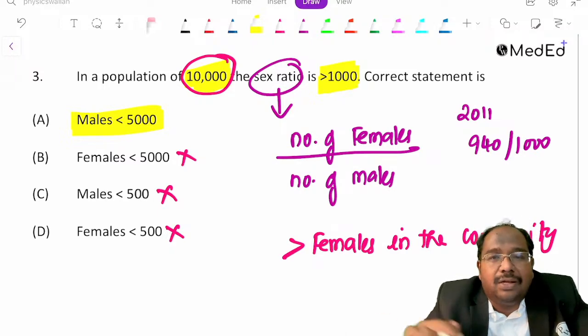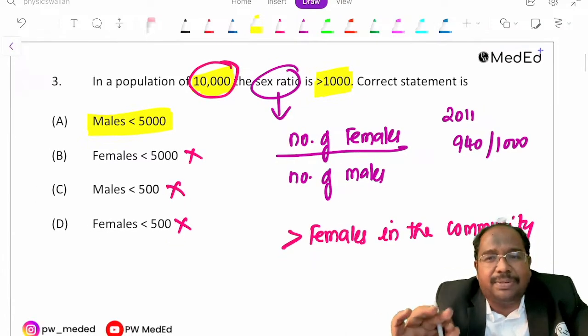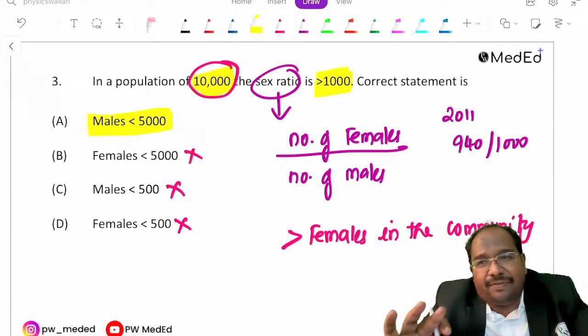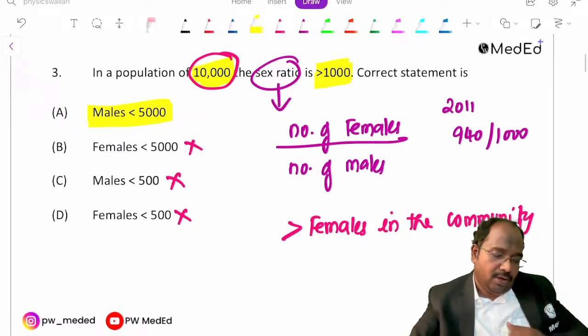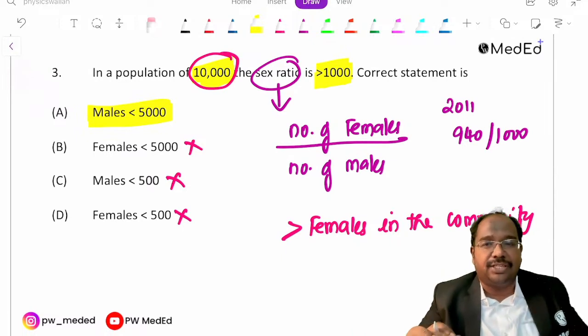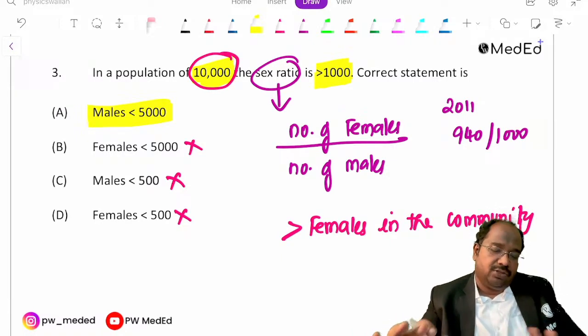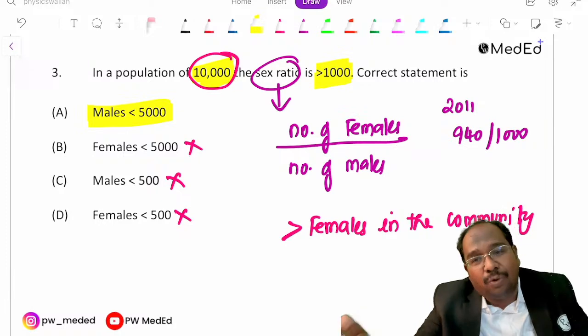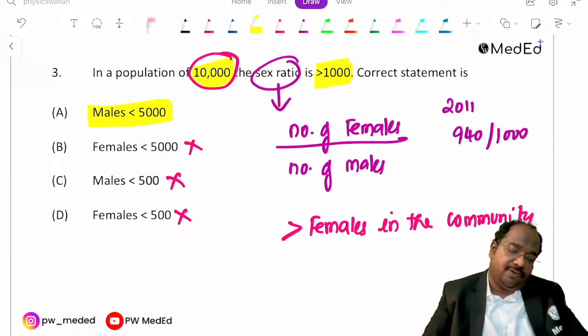So am I clear? This is the formula. The concept is the same, but they are asking it in a different way. In a population of 10,000, the sex ratio is more than 1,000. That means more females are there, which means fewer males are there. Next.